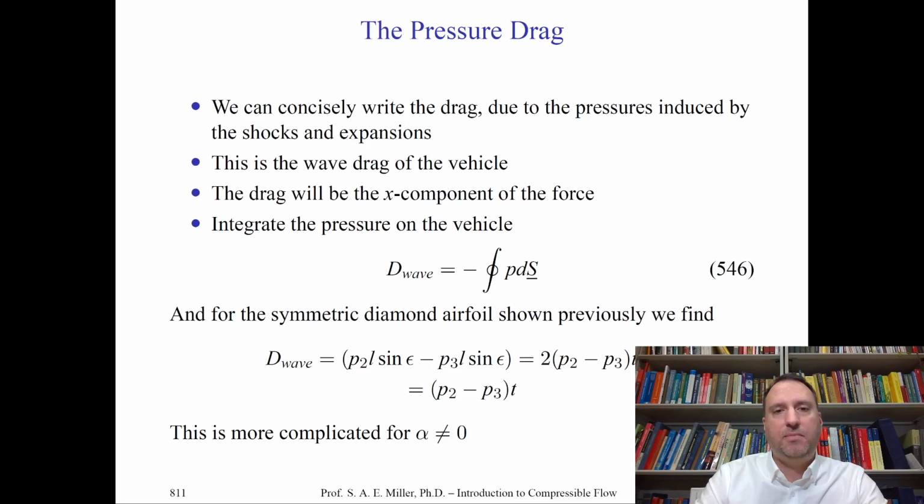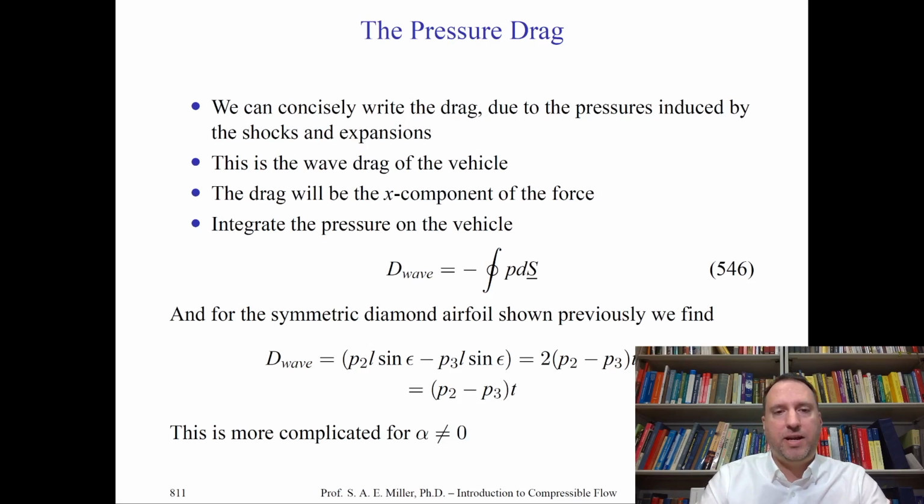So the wave drag can be approximated with equation 546 in the equation shown on the page. You'll see the wave drag goes as the integral along the surface of the pressure with respect to every differential element S in the outward pointing direction. And so we can just integrate pressure with area to find the drag. Now, for symmetric diamond airfoils, we know the lift is 0, so we're not even going to bother integrating it and showing it. But we can concisely write the wave drag on the symmetric diamond airfoil with 0 angle of attack, as in equation 547.